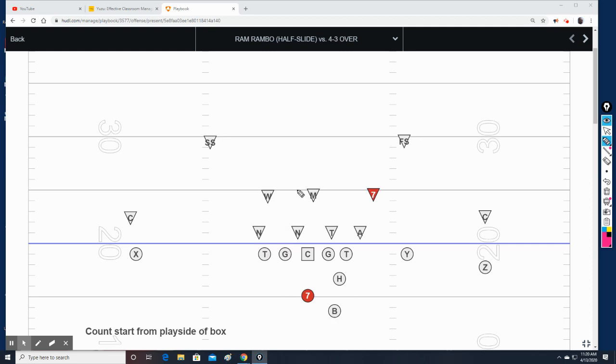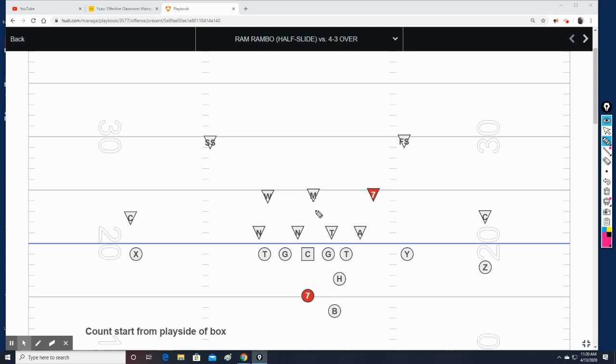So what we do in this scenario is we will half slide. So that means we'll have a slide side and a stuck side. Now, determining the slide side, we say, is the first uncovered lineman to the stuck side, okay? We'll start the slide. So let me make sure I get that explained.